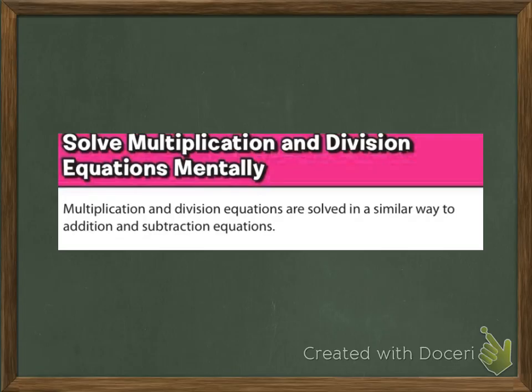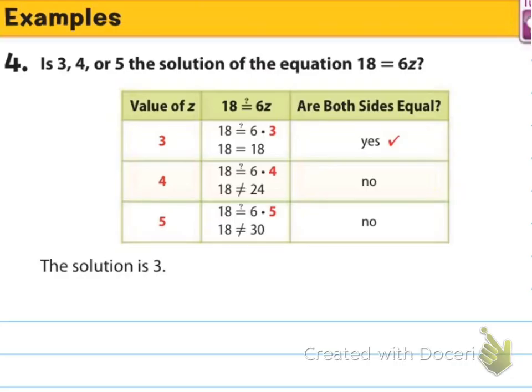All right, so solving multiplication and division equations mentally, same situation. We've got, is 3, 4, or 5 the solution to the equation 18 equals 6 times z. And remember, 6z means 6 times z. So we're trying to figure out what number multiplied times 6 will equal 18. If they give you those options, you can set them up in the equation. 18 is equal to 6 times 3. That would be 18. So 18 is equal to 18. Yes, so right now I'm saying that's correct.